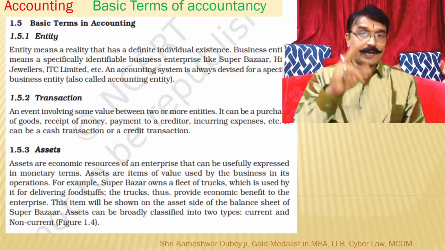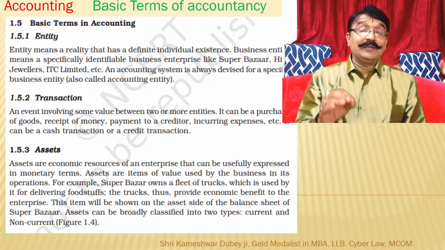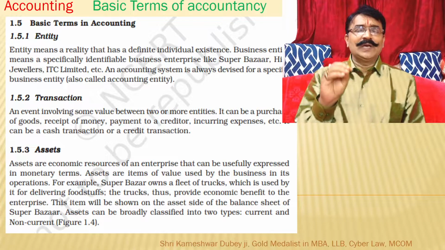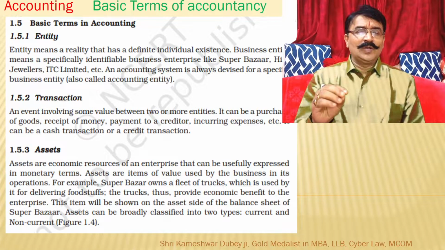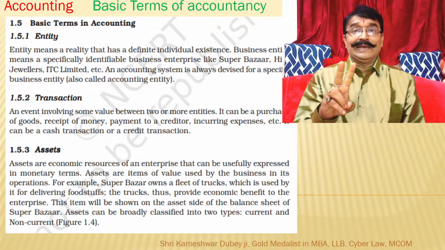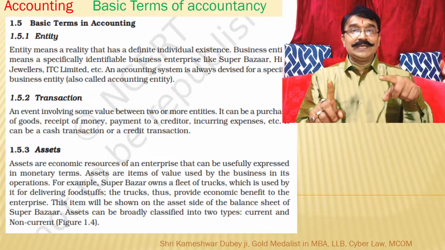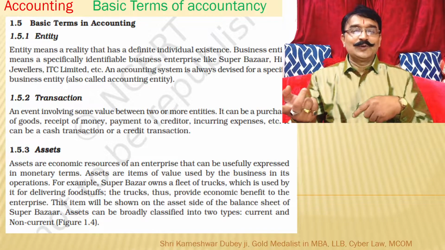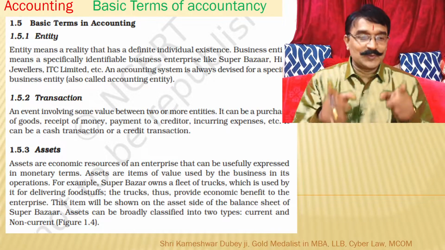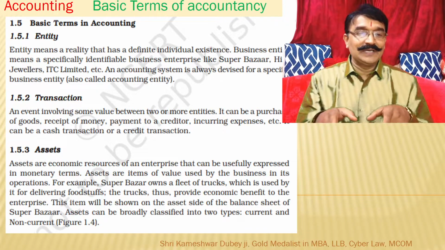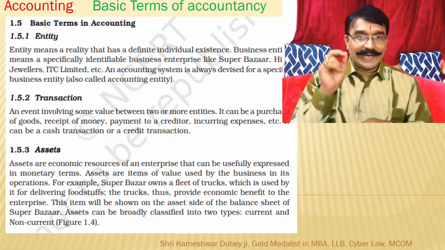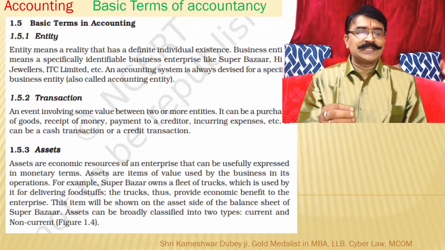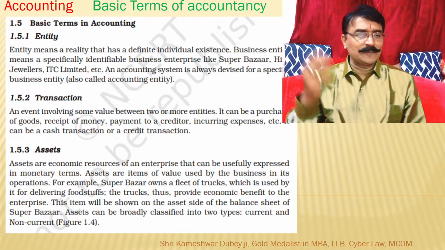Second, transaction. An event involving some value. Some value has to be there. So it is an event involving some value between two or more entities. That means one is selling, one is buying, one is giving, one is taking. It can be a purchase of goods, receipt of money, payment to a creditor, or incurring expenses. It can be a cash transaction or a credit transaction.